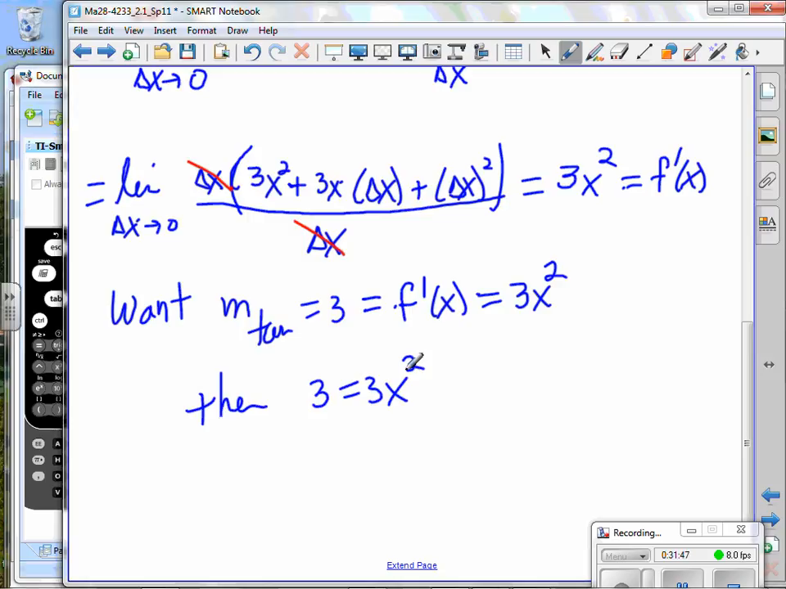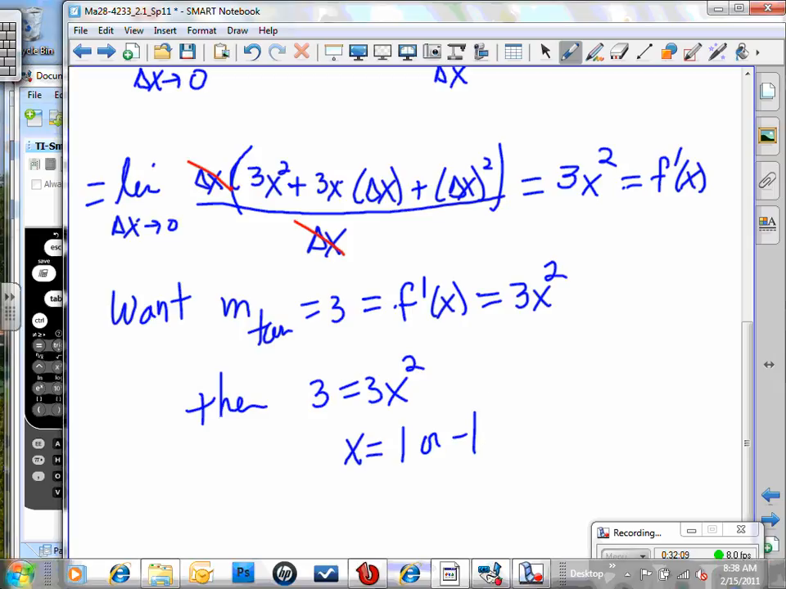Well, that's an equation, right? What do you do with equations that have an unknown in them? Solve them, yeah. Can you solve this equation? x equals what? Yeah, positive 1 or negative 1. Now, have we accomplished what we set out to do? Did we answer the question that we have here?